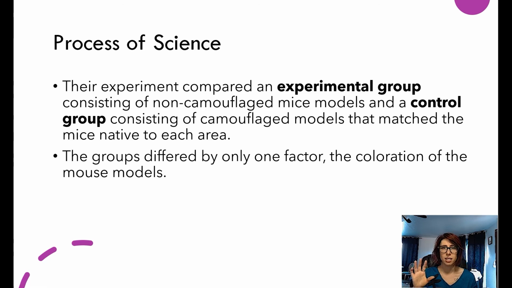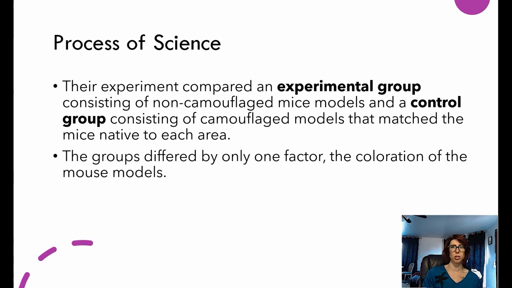So what they did is they had an experimental group. The experimental group, brown mice models, they put on the beach, on the white sands. And white mouse models, they put inland in the brown shrub and grass. So they mismatched the model color to the environment color. That's the experimental group. But you need a control group to compare your results.